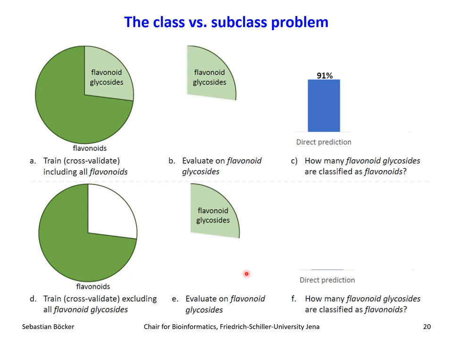So can that work? And the answer is no, not for direct prediction. Only 8% of the flavonoid glucosides are correctly predicted to be flavonoids. So we didn't notice it, but the absence of this class, in this case the subclass of flavonoid glucosides, also made a pretty useless predictor for flavonoids. And that's a really big issue.